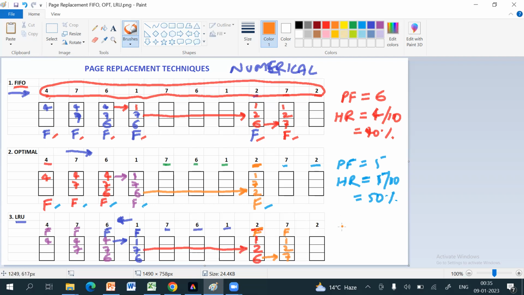Now obviously the number of page faults again: 1, 2, 3, 4, 5, 6. So the hit ratio will be 10 minus 6, which is 4 out of 10.